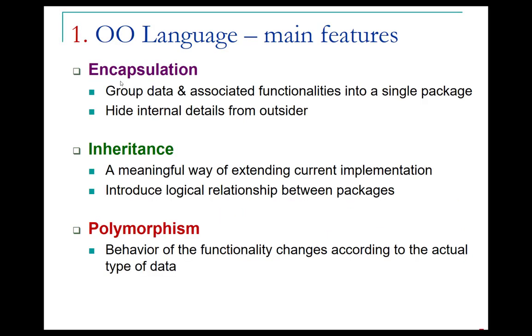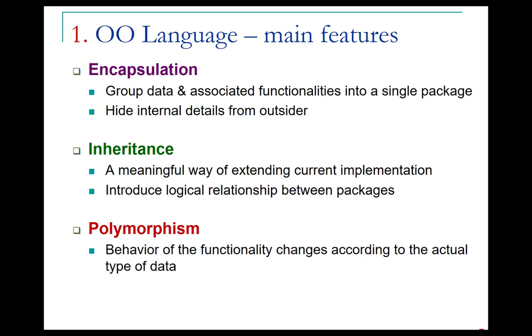Here are the three important concepts of object-oriented language: encapsulation, inheritance, and polymorphism. Encapsulation is to group data and associated functionalities into a single package. Its purpose is to hide internal details from outsiders. That is, an outsider who is using the package does not need to know the implementation details of the package.